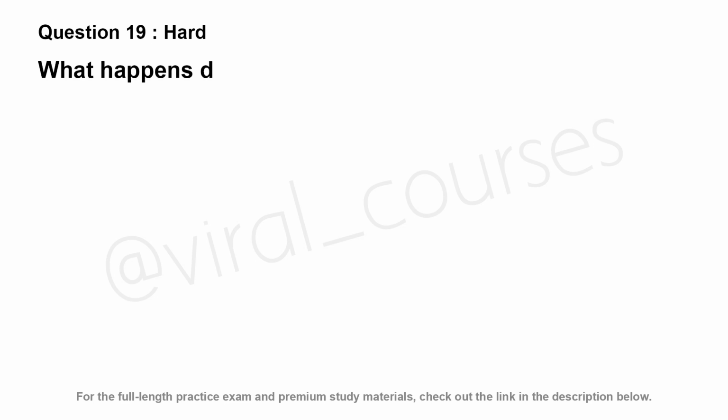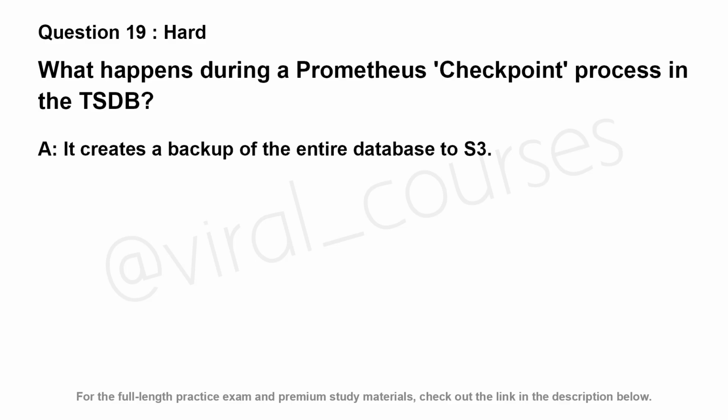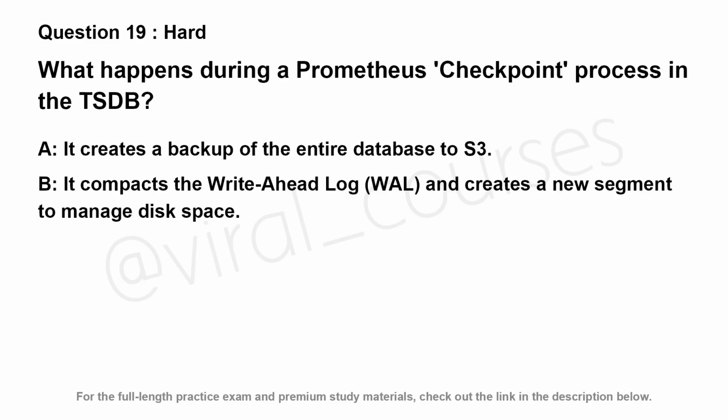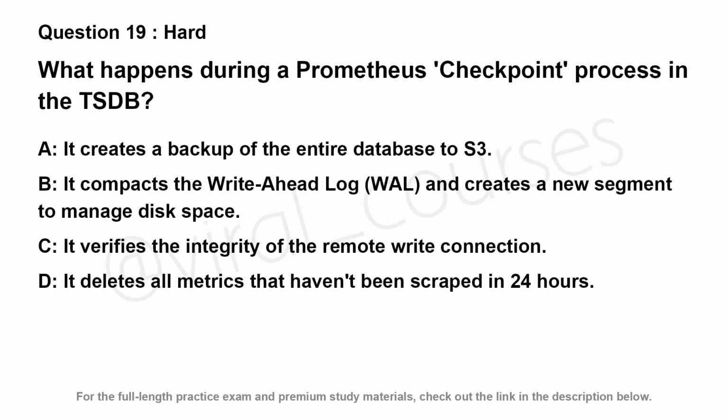What happens during a Prometheus checkpoint process in the TSDB? Option A. It creates a backup of the entire database to S3. Option B. It compacts the write-ahead log, WAL, and creates a new segment to manage disk space. Option C. It verifies the integrity of the remote write connection. Option D. It deletes all metrics that haven't been scraped in 24 hours.